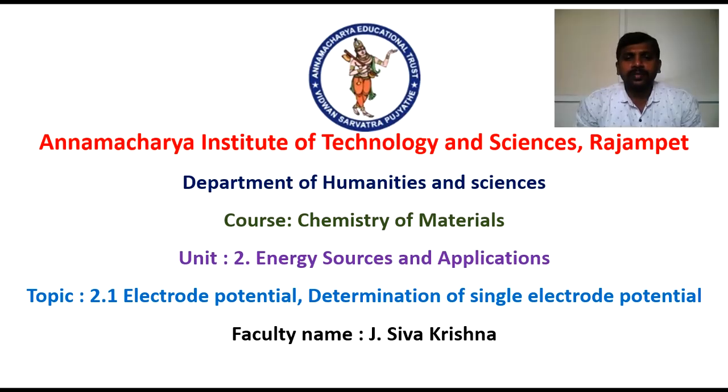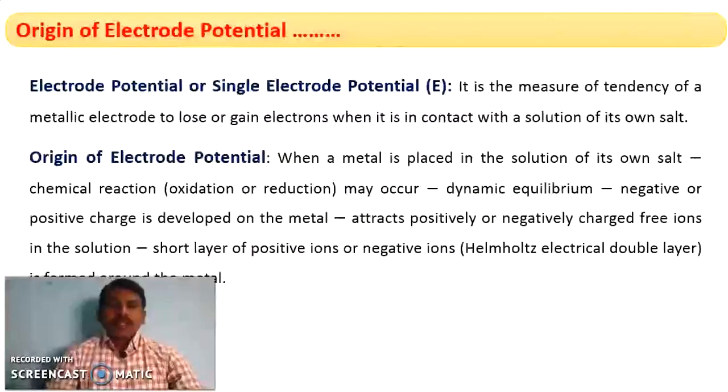Welcome to this session. In this session, I am going to talk about electrode potential and determination of electrode potential. Electrode potential, also called single electrode potential, is denoted with the capital E. It is a measure of the tendency of the metallic electrode to lose or gain electrons when it is in contact with a solution of its own salt.